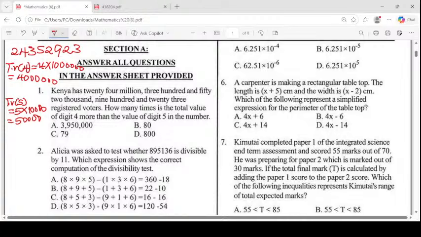So how many times? What do we do here? We divide. We are going to take 4 million divided by 50,000. The 4 zeros and the 4 zeros will disappear. 5 into 400, it is 80. So the answer here is 80 times, which is choice B for boy.